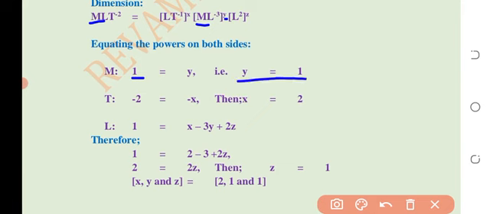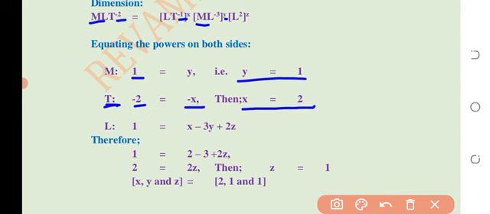So for T, on the left hand side, T is carrying the power of -2, and on the right hand side, T is carrying the power of minus x, because this -1 multiplied by x will give us minus x, and that makes the value of x equal to 2.